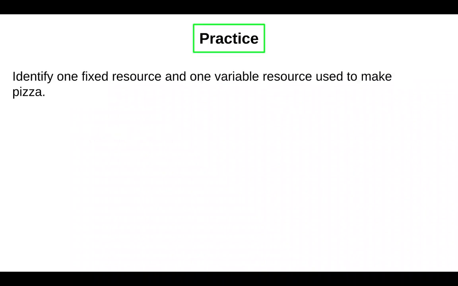So, as a point of practice, I want you to pause the video and identify one fixed resource and one variable resource used to make pizza. So, there's a lot of correct answers you could have given here, but one example of a fixed resource would be a pizza oven. You have a limited number of pizza ovens, and it doesn't matter how much output you produce. And again, workers would be a great example of a variable resource.